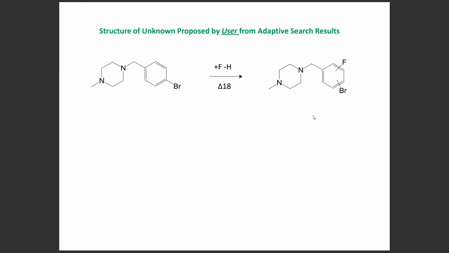So in the adaptive search, you don't just get a structure; you have to take the information and propose a structure. Here's the structure of the unknown proposed by the user from the adaptive search results. You can see we started out, this is the result over here for the adaptive search, and it says that we had a delta 18, and we're proposing that fluorine has replaced hydrogen on the structure. I started with the idea that it's probably on the aromatic ring. It could be on the other ring, but you don't really know which isomer it is.